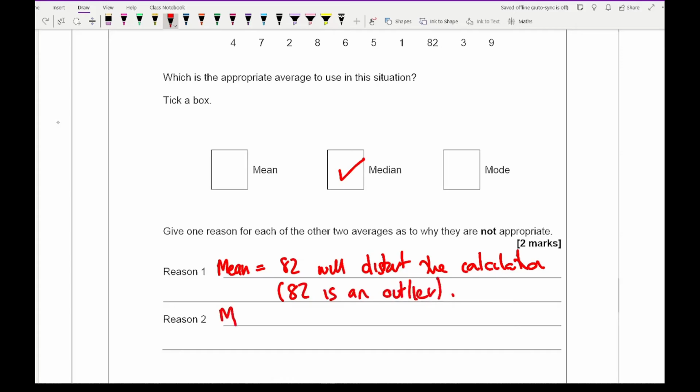And then for the mode, well, there is no mode. There's no number that appears more than once. And even then, out of 10 numbers, if you only have a repeat of 2, I would say it's not really applicable.